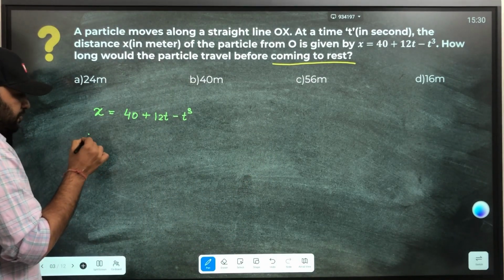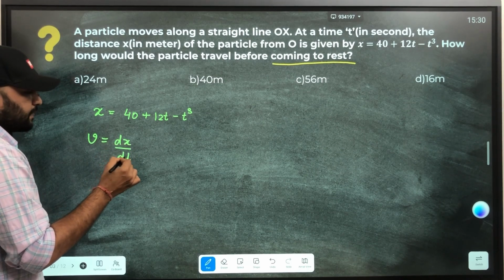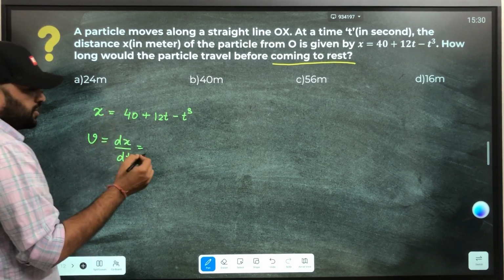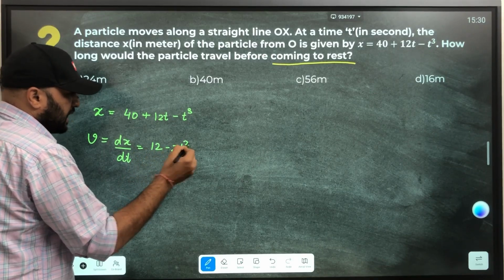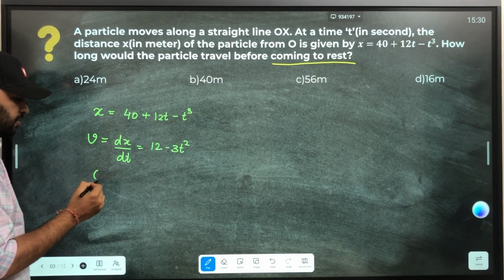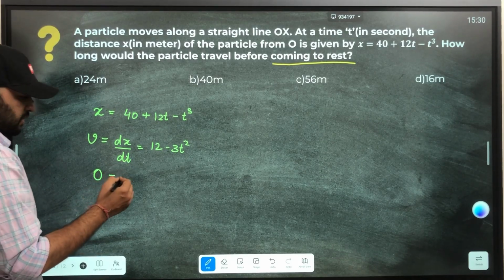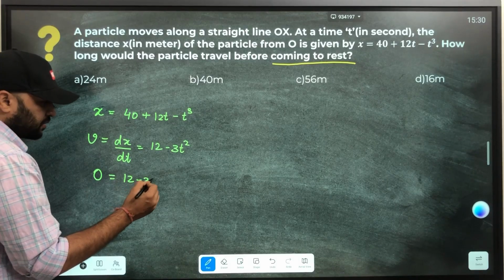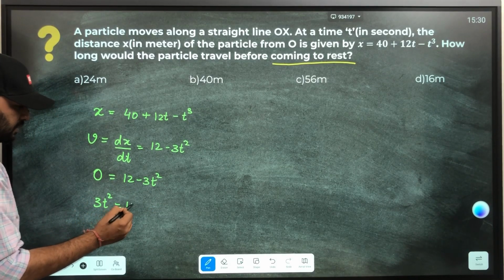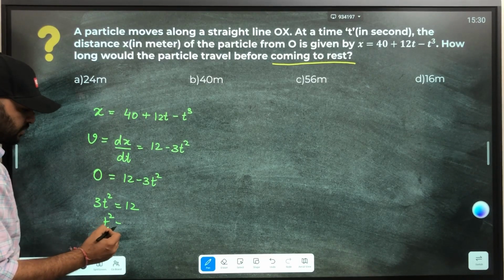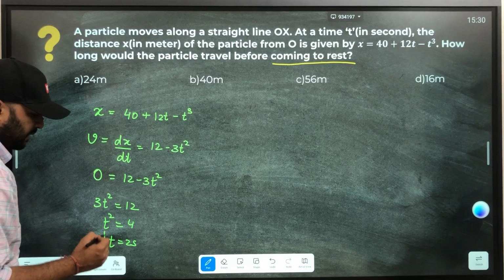So here v is equal to dx by dt. Clear? On differentiating, we get 12 minus 3t square. Let's straight away put the velocity equal to 0. On substituting velocity as 0, we get 12 minus 3t square equals 0, so 3t square is equal to 12, t square is equal to 4, and t is equal to 2 seconds. Be very careful, time can never be negative.